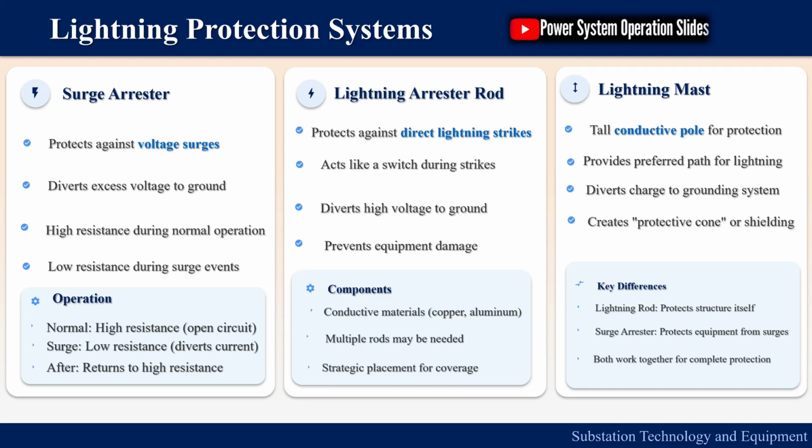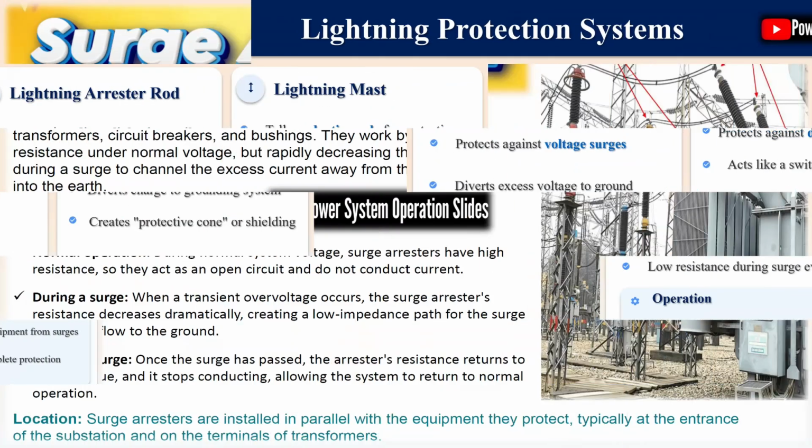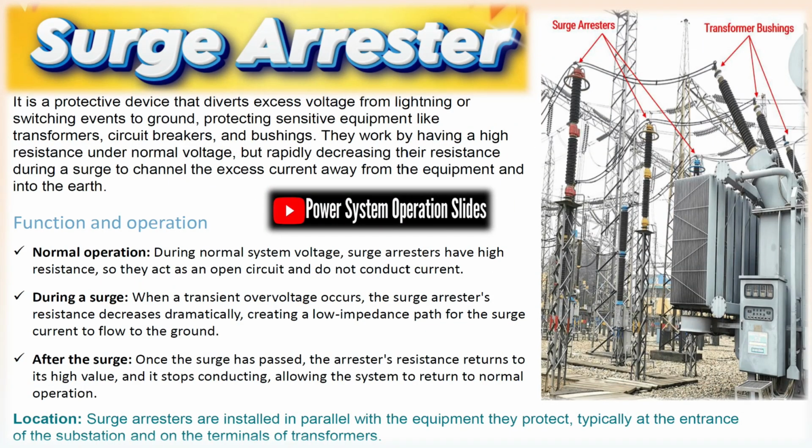Relay types. Electromechanical, static, digital, and numerical relays offer progressively advanced control and communication capabilities. Numerical relays integrate multiple functions, logic, and data storage. They form the core of modern protection systems.